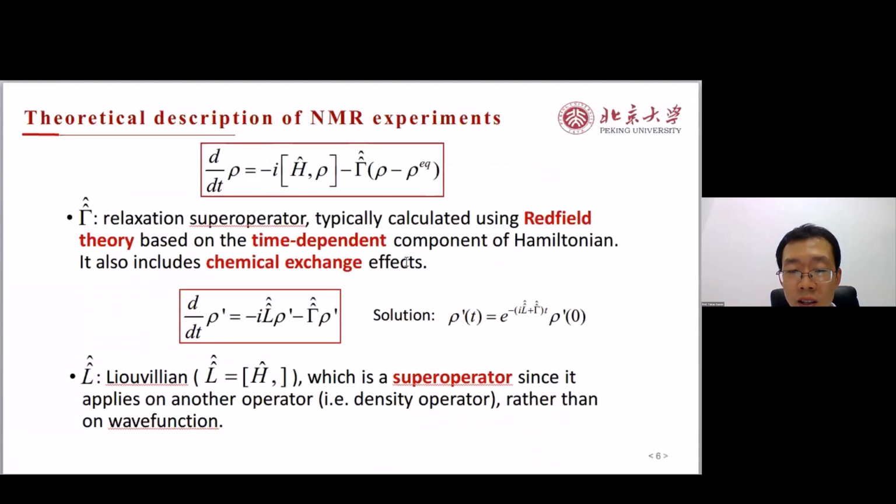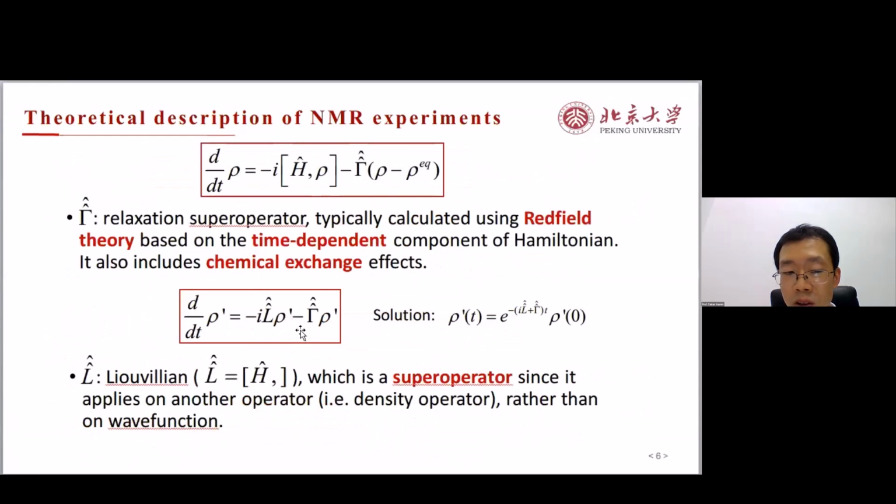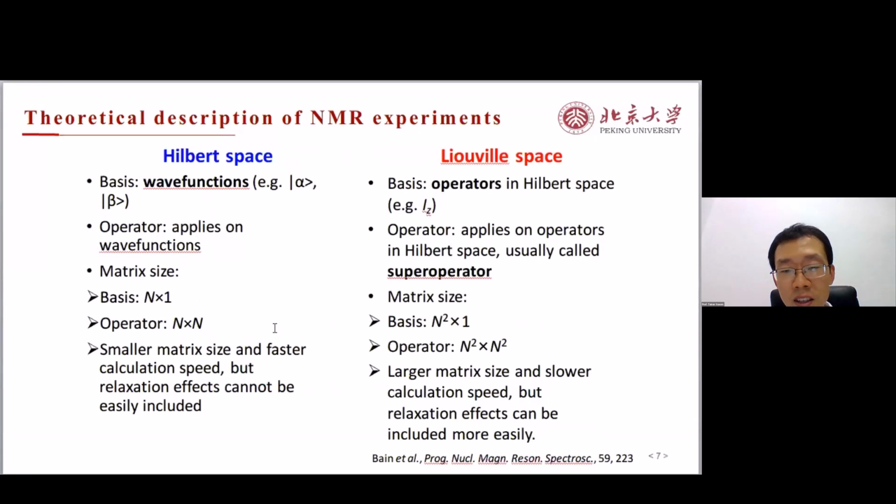So I have previously described two different ways to calculate. The first equation is based on the von Neumann equation, and the second equation is this one, where we redefine a Liouvillian based on the Hamiltonian. These two equations can be solved as calculations in two different spaces. In the Hilbert space, which is simpler, the basis is just the wave function. Each operator applies on the wave function. The basis has a matrix size of n times 1, and each operator has n times n.